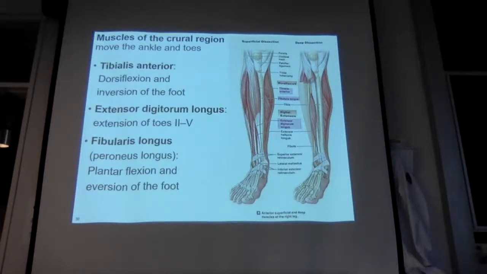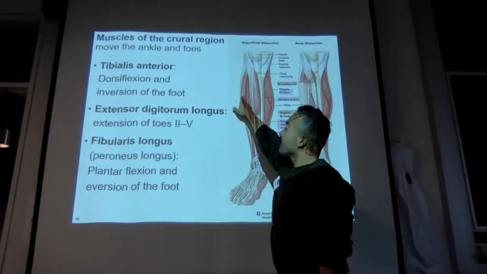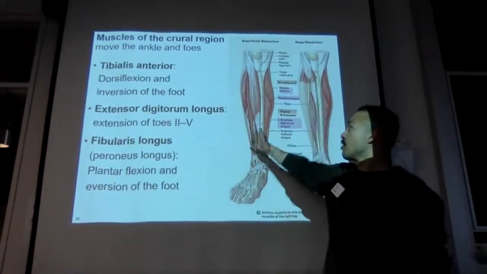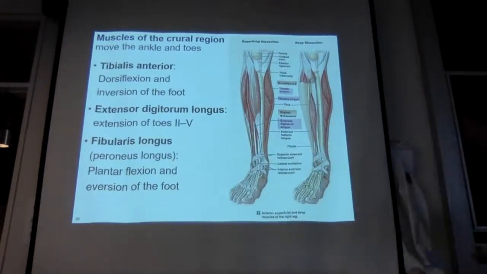Then you go lateral. This one's a bit more lateral than it is anterior, but fibularis longus is a long muscle along the fibular side, the lateral side. You might see it called peroneus. I think fibularis makes more sense intuitively.